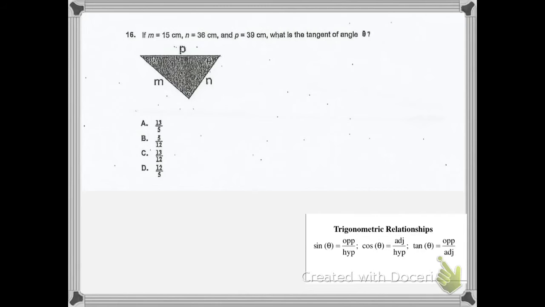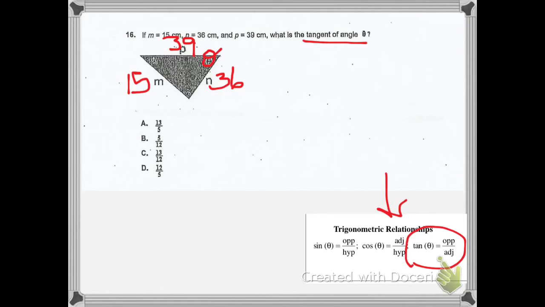Number 16, if M equals 15, I'm going to put that on my picture, and N equals 36, I'm going to put that on my picture, and P equals 39. What is the tangent of angle theta? And it's hard to see here, but this is your theta. All right, so I go to my formula sheet, which I put the part of the formula sheet that you need. I want to use tangent, so I know I need to locate opposite over adjacent. So opposite from theta would be 15, and adjacent to theta would be 36. 39 would have to be the hypotenuse. I would need to reduce that. Put that in the calculator to reduce. So my answer would be B, 5 over 12.